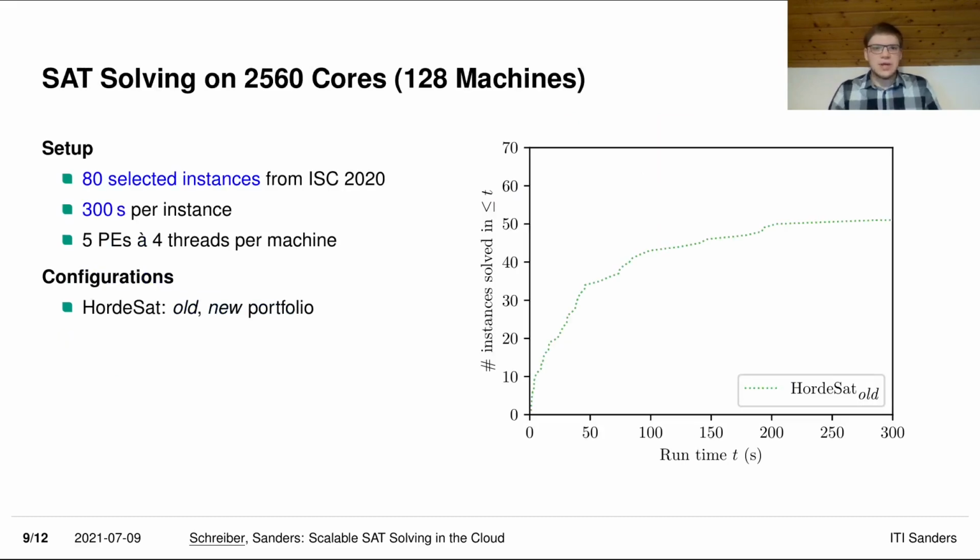Okay, so now let's take a look at some evaluations. First, we wanted to see how Mallob performs regarding standalone SAT solving of a single formula on our largest tested configuration, which is 2560 cores on 128 machines. We selected 80 instances from the international SAT competition of the previous year because we are committed to running resource-efficient and responsible evaluations in this expensive environment. We also fixed 300 seconds per instance, which in terms of core hours is roughly equivalent to the core hours attributed to each instance in the competition's cloud track. And we subdivided each machine into 5 PEs with 4 threads each.